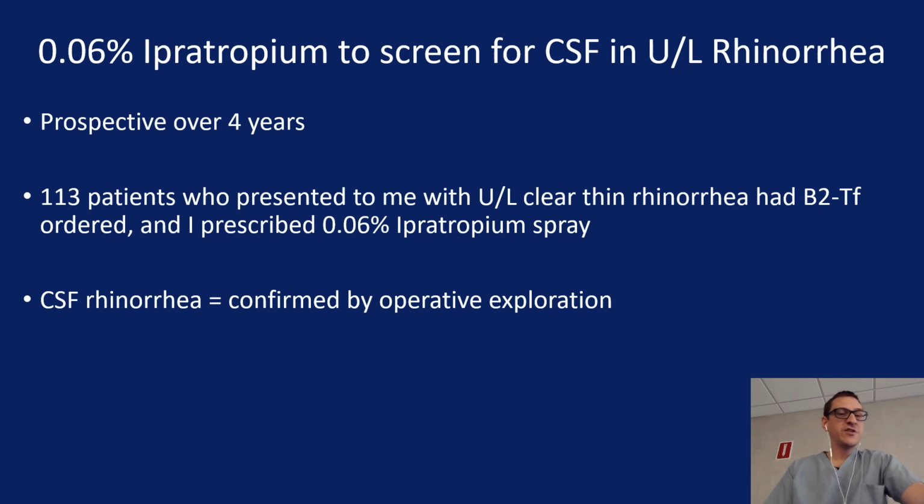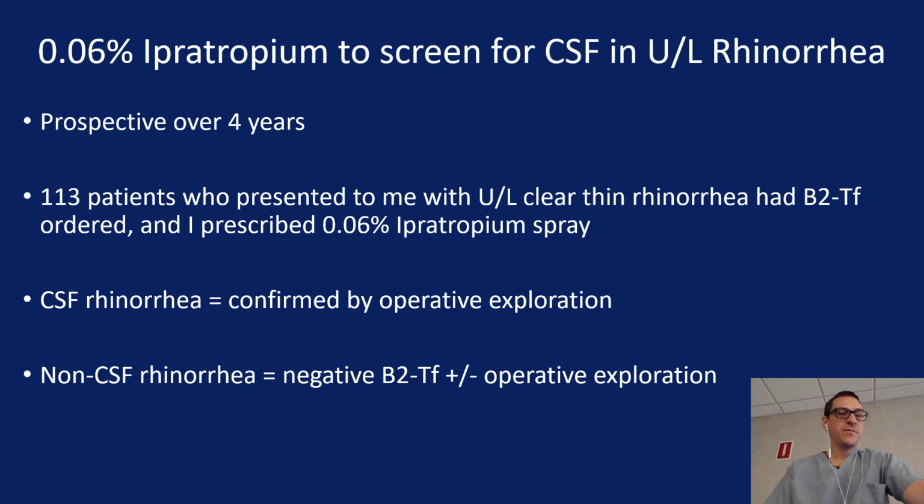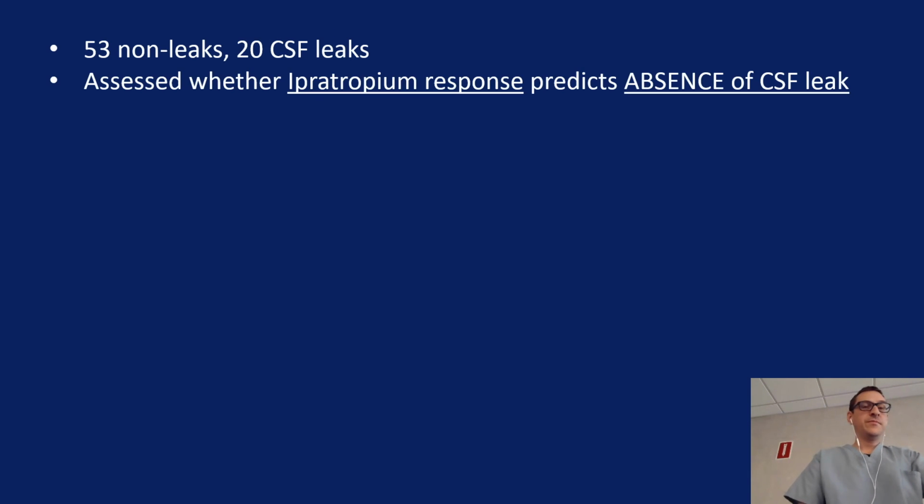CSF rhinorrhea was confirmed by operative exploration. Non-CSF rhinorrhea was defined by a negative beta 2 transferrin, so you had to have a negative beta 2, and then some of those patients, based on clinical history, still got explored, but at least a negative beta 2. We had 53 non-leaks, 20 leaks. We assessed whether ipratropium response predicts the absence of a CSF leak. So if their rhinorrhea got better, they didn't have a CSF leak.